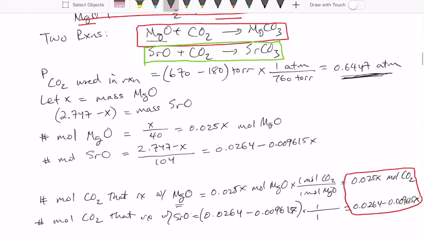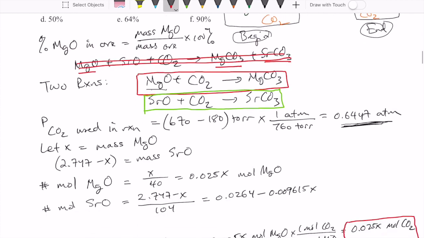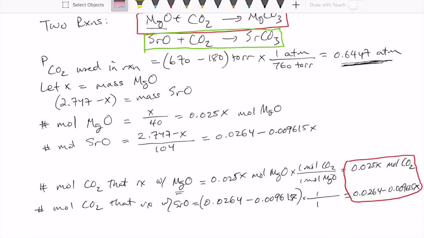But we can figure out what that total CO2 is because we know the pressure of the CO2. It's given in this number right here. So then we can use our ideal gas equation. So we want to get the total number of moles of CO2 that reacts with the ore, right? And we do that by using PV equals nRT, or solving for n, which is just PV over RT.